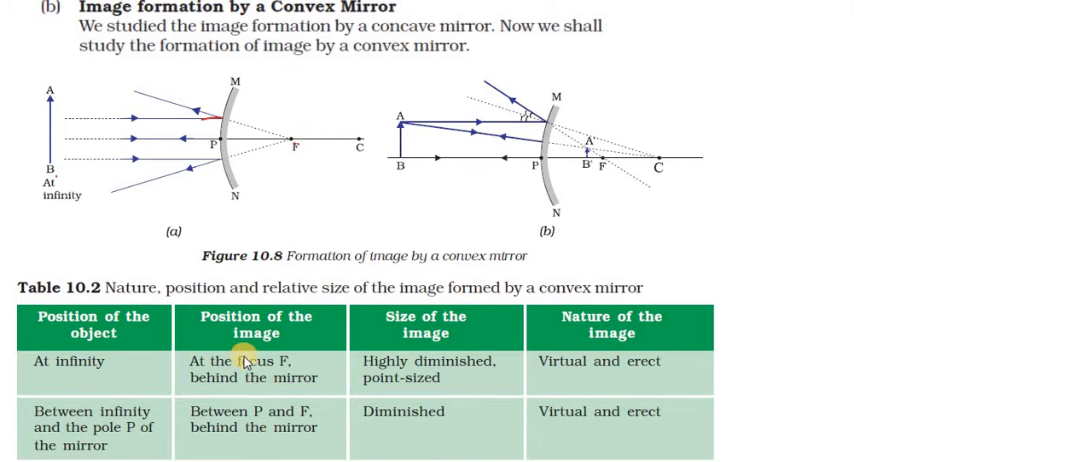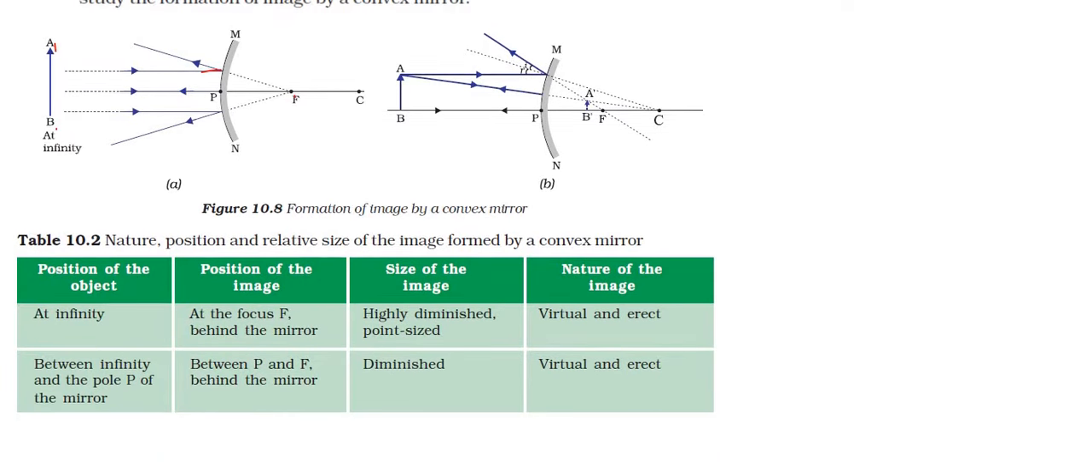Is it possible to find a real image behind the mirror? No, definitely not. And what is the size of the image? It is highly diminished, point size. Here AB is the object size, and see here the image is point size. It is a virtual image and also an erect image.